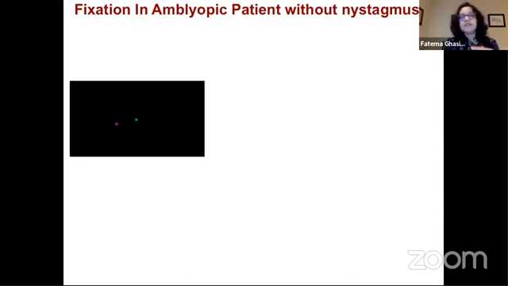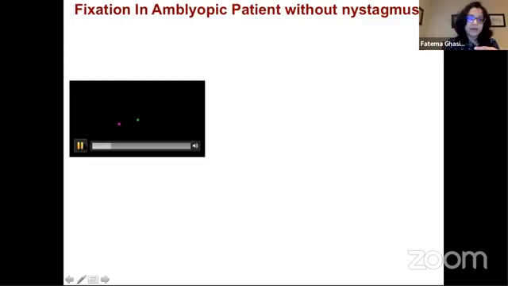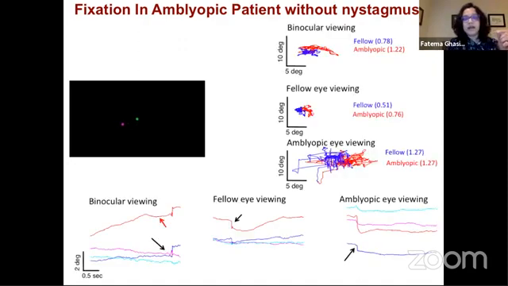So here again is a video recording, eye movement recording from a severe amblyopia patient. The green is the fellow eye and the magenta is the amblyopic eye. And notice when both eyes are viewing, you see this drift in the amblyopic eye. So when we look at the eye position traces obtained on the binocular fellow and amblyopic eye, the red trace here is the horizontal eye position of the amblyopic eye. Notice that there is that increase in the drift here.